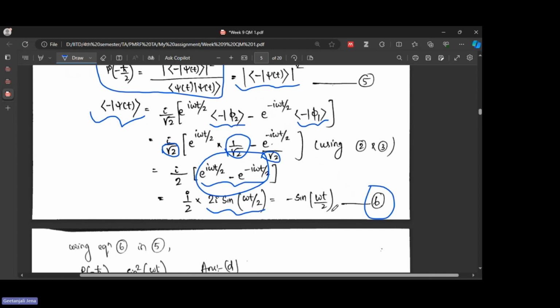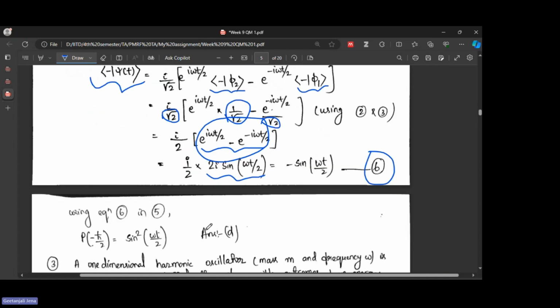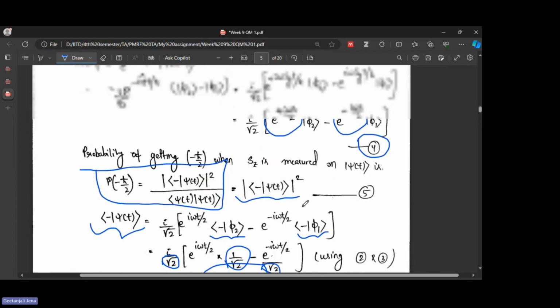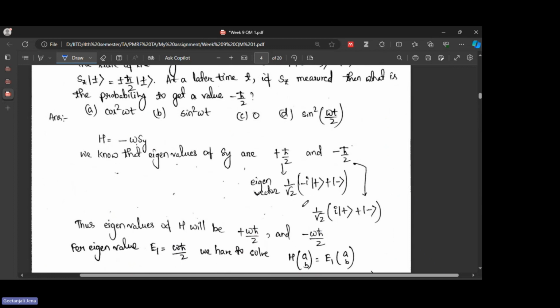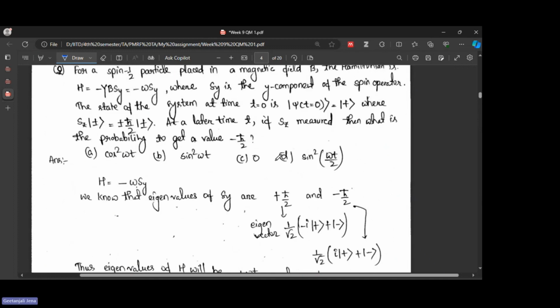Now, if you want to find the probability, it is the square of this inner product. So you will get sine square omega t by 2. The probability you will get is sine square omega t by 2, which is answer D.